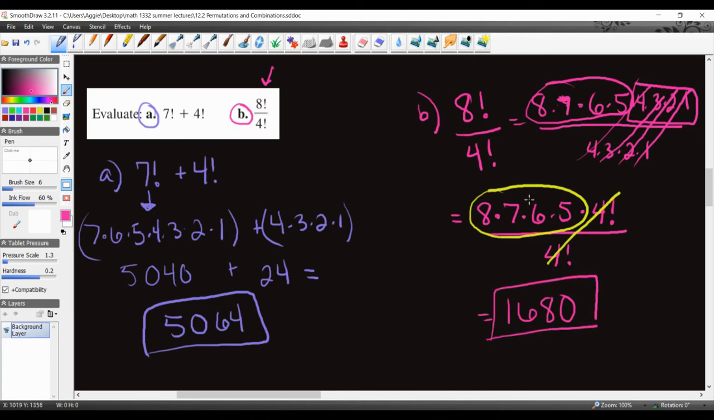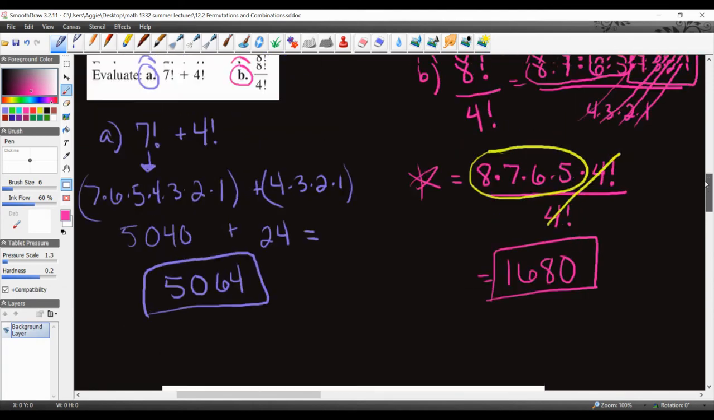But either way, if you want to write everything out, by all means. If you want to do it the short way, by all means, whichever one you're more comfortable with. Just for the purpose of this video, I will be doing this method right here. And I think that's it. Oh, no, we still have more on this side.